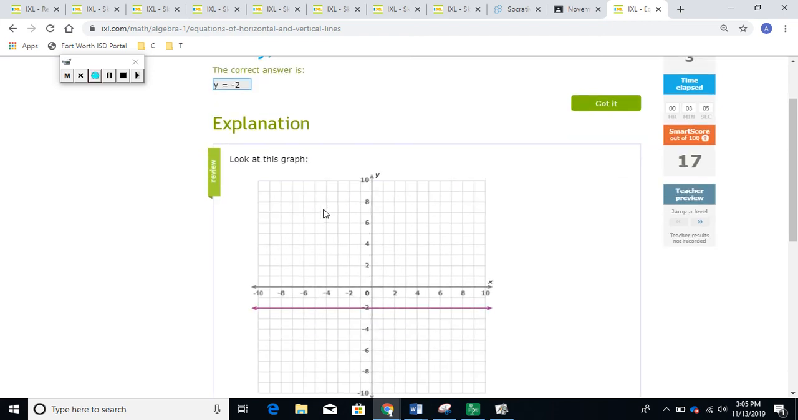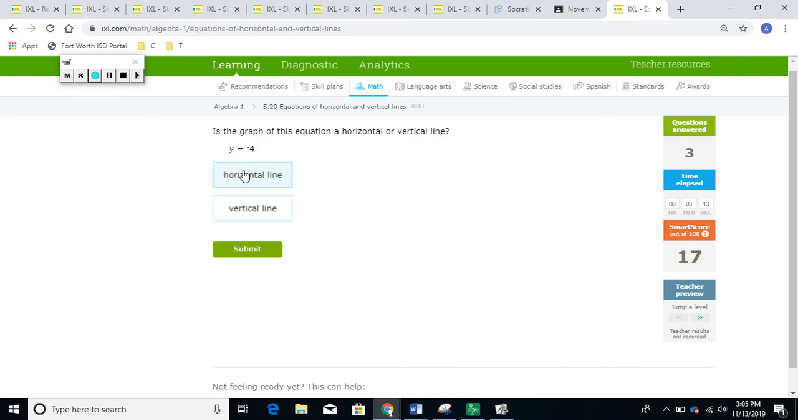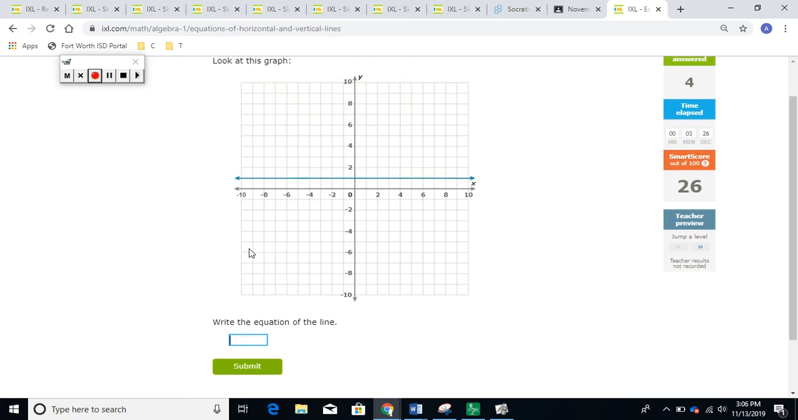Oh man, it's at -2. So I was supposed to put -2. Oh no. Alright, y equals, that's a horizontal line. If it was x equals, that would be the vertical line, but it's y equals. There's no x, so that would be a slope of 0, no slope. Here, let me make sure I do this one correctly. Y equals, it's passing through 1.